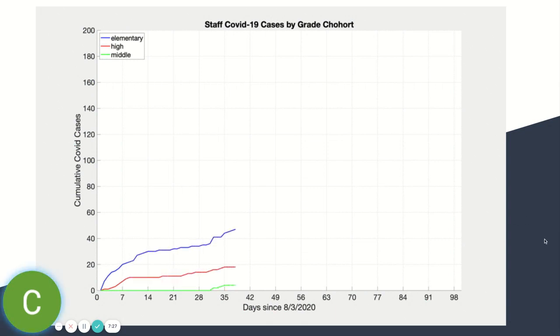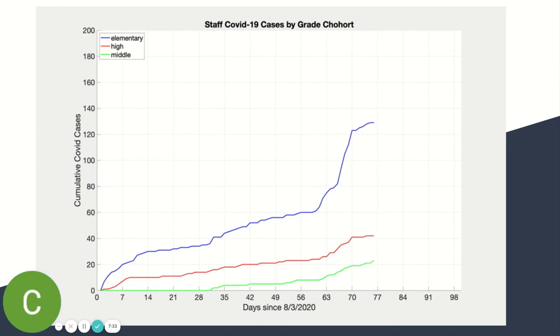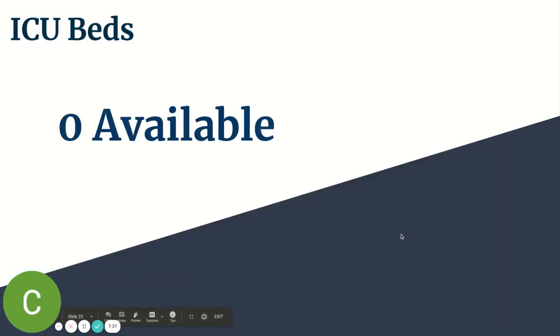Okay, so when the kids came back, there was a huge spike in staff cases, especially at elementary schools. There it is. See that? That's the jump of kids being there. Finally, there are 0 ICU beds available in our community right now. There are 0. If you were to get sick from this and need ICU care, you could not get that here.